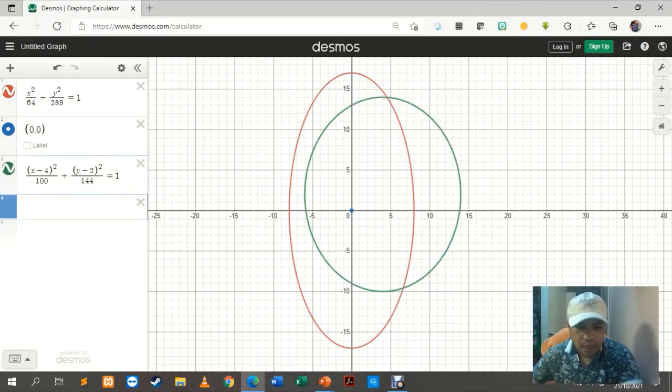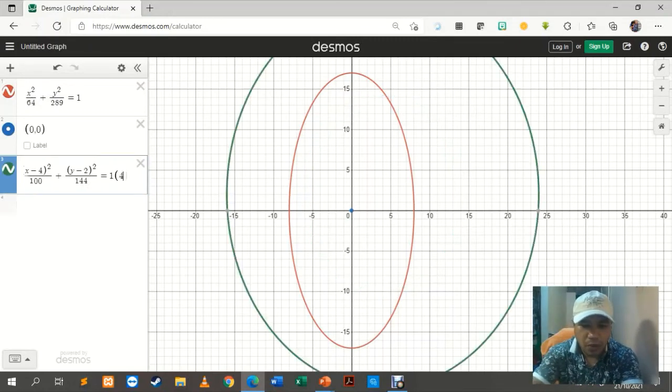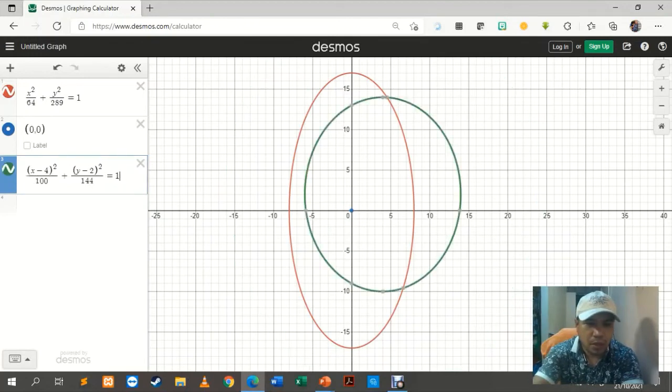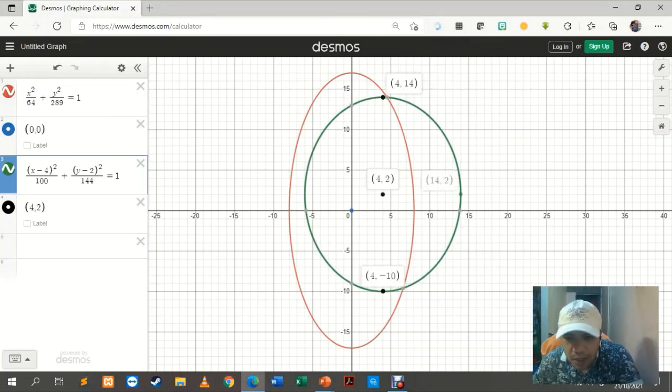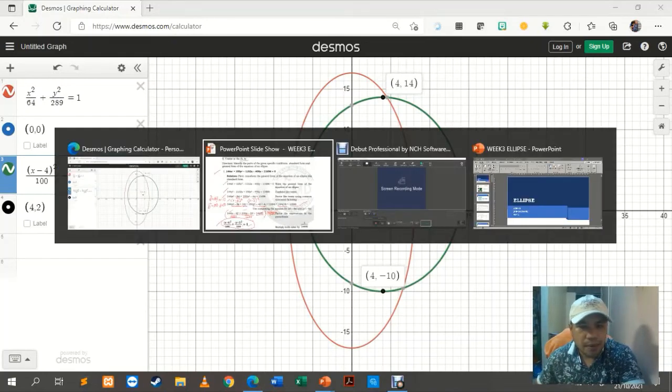Then, ang center natin is nasa 4, 2. Ito yung center. And yung nasa taas is 14. 4, 14. Yung nasa baba is 4, negative 10. Nasa kaliwa, which is dito, is 14, 2. At yung nandito naman is negative 6, 2. And that is our graph. Next.